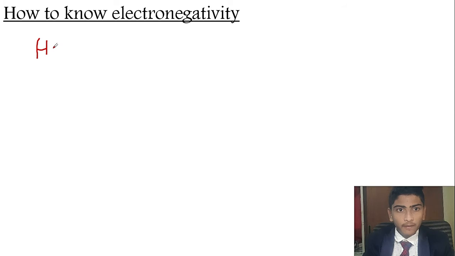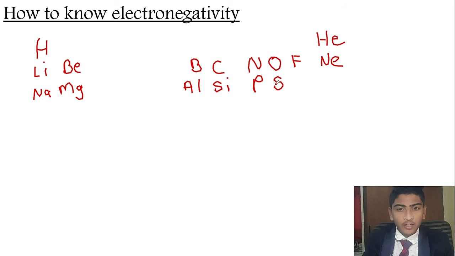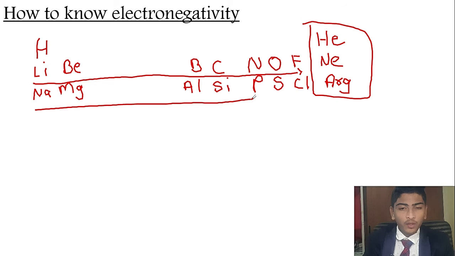Now first hydrogen, next helium, lithium, beryllium, boron, carbon, nitrogen, oxygen, fluorine, neon. Next, sodium, magnesium, aluminium, silicon, phosphorus, sulfur, chlorine, argon. You need not worry about these noble gases, because they won't participate in any chemical bonding. Now take an arrow mark from lithium to fluorine and from sodium to phosphorus.